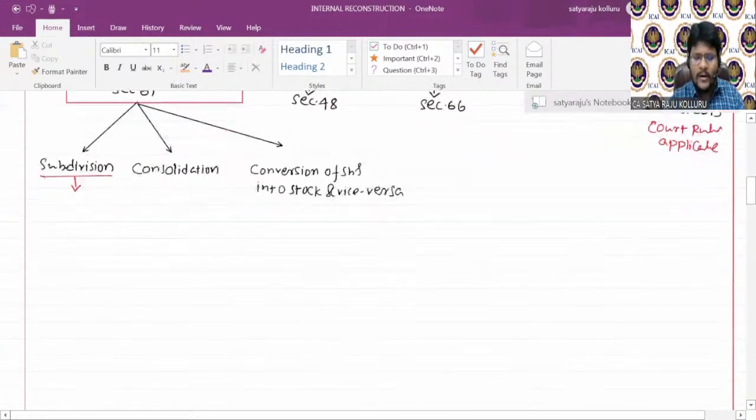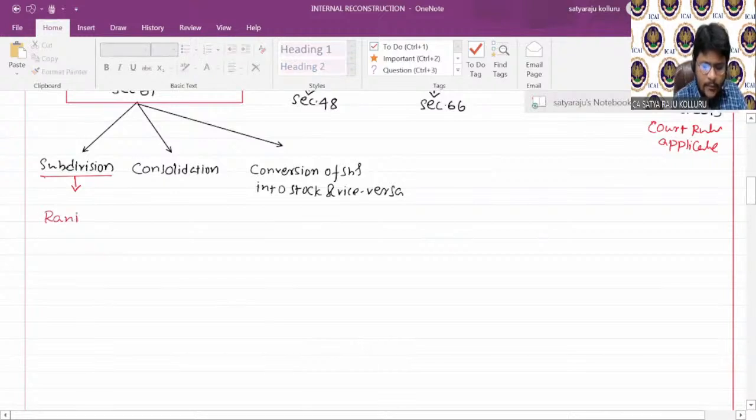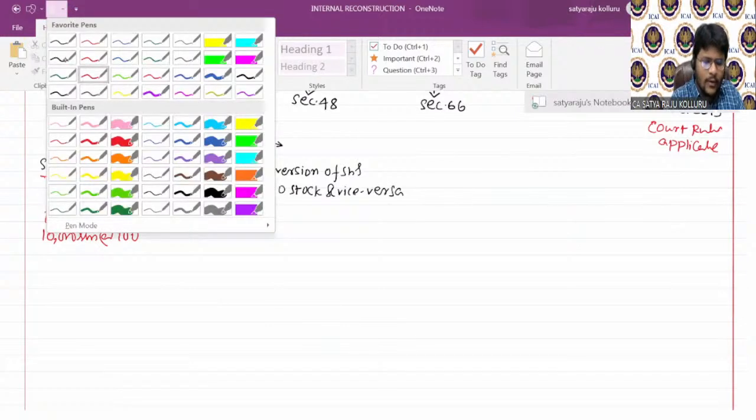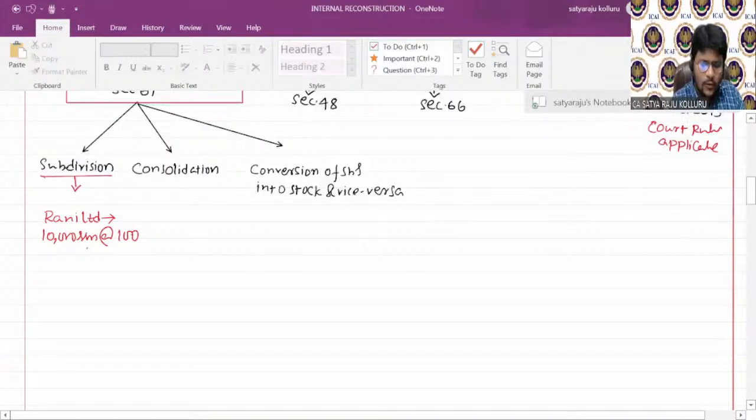I'll give an example for better understanding. Concentrate. Let me take the company Rani Limited. In Rani Limited, right now the number of shares is 10,000, at a face value of 100 rupees. Sir, 10,000 into 100 rupees is equal to 10 lakhs, right? The total face value is 10 lakhs. Now, they want to subdivide each share into 10 shares. One share into 10 shares.